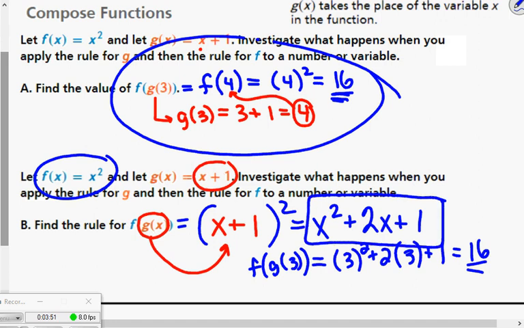All right? So f of x is like the shampoo. G of x is like the conditioner. This is your all-in-one, shampoo plus conditioner. It does it all. All right?